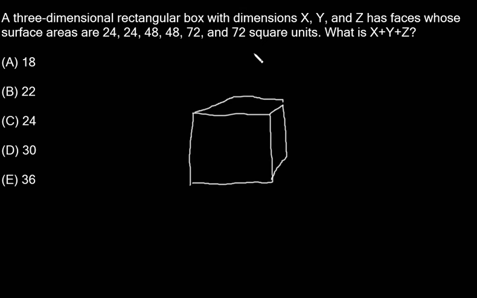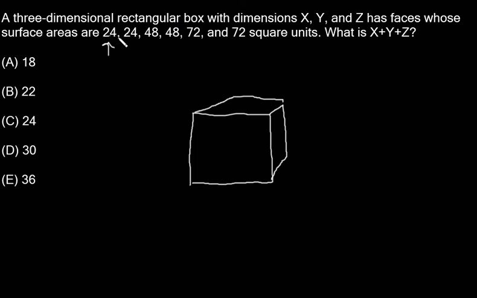We have a three-dimensional rectangular box with dimensions x, y, and z, and it has faces whose surface areas are 24, 24, 48, 48, 72, 72 square units. What is x plus y plus z? This is a pretty simple problem because we have repeats here: 24, 24, 48, 48. The only ones we need to remember are the non-repeats: 24, 48, 72.